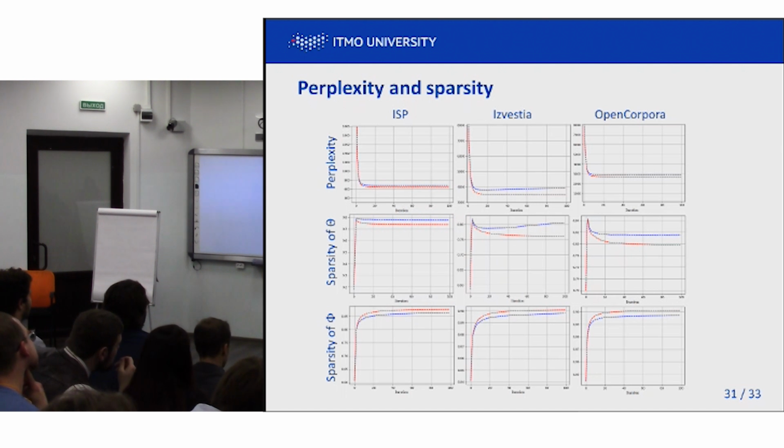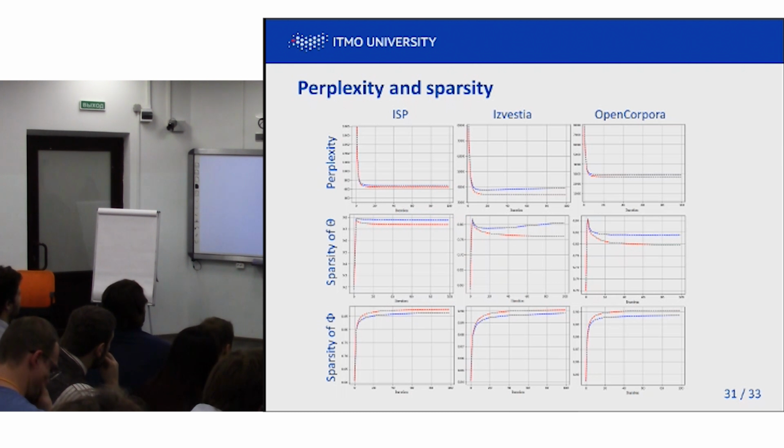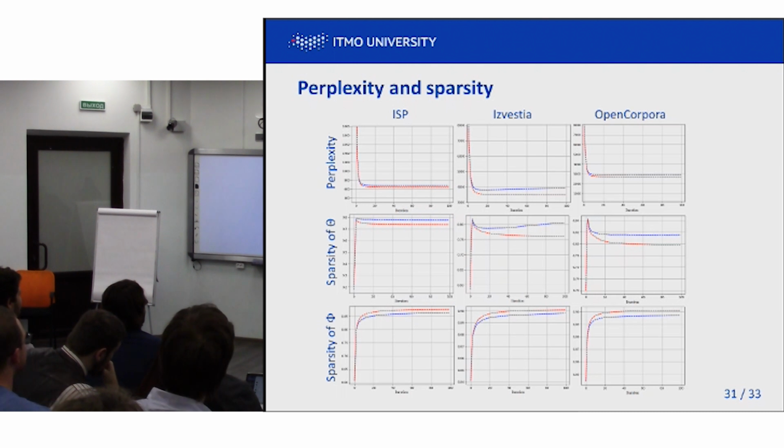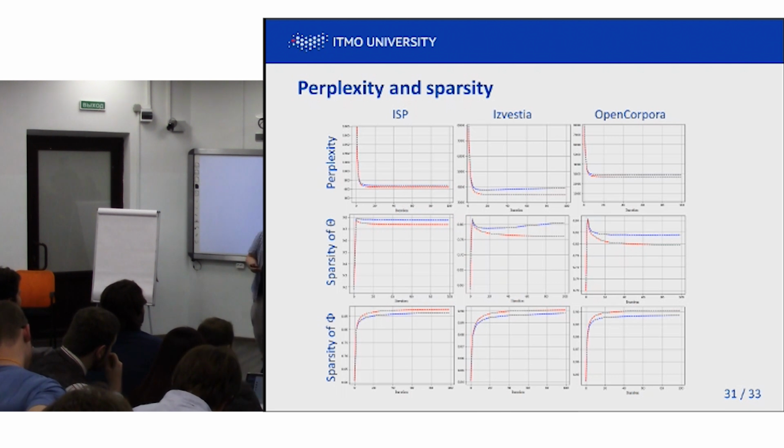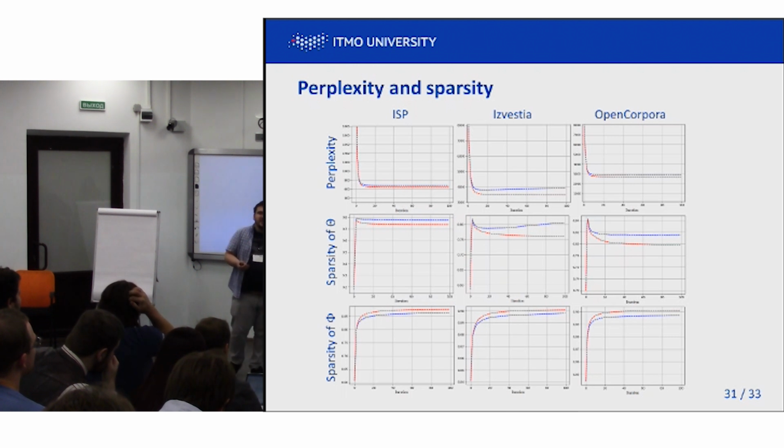So we see that we increase sparsity of Theta, and we also increase sparsity of Phi, but not so much. Unfortunately, we cannot say that we greatly increased the sparsity of Theta. We expected that we would have lots of elements with zero values. We really had, but not as many as we expected. But still, it's a good improvement.